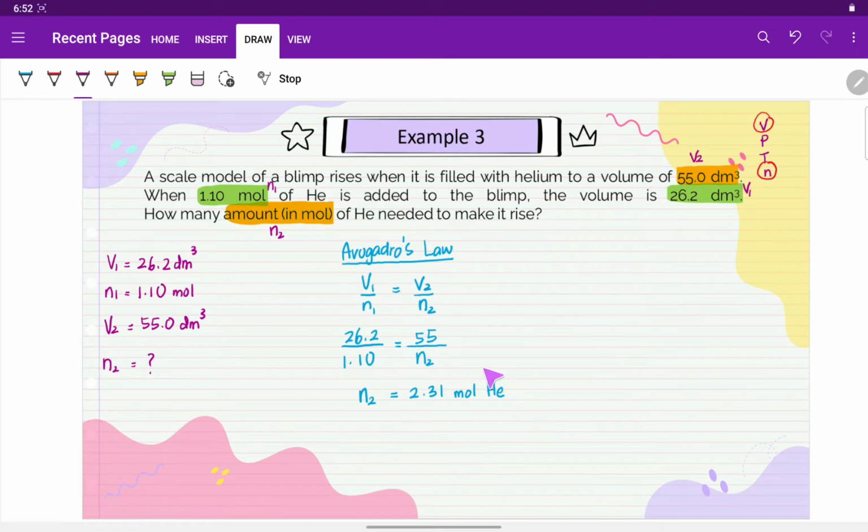So, this will be our answer. N2 equals to 2.31 mole helium. Okay, so inilah jawapan akhir kita. Now let's proceed with example 4.